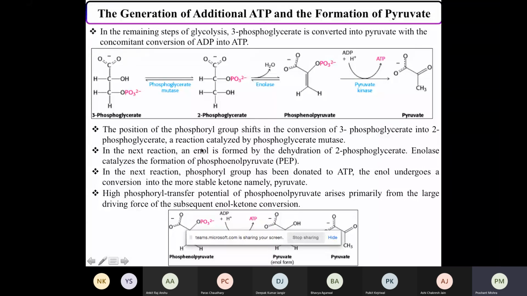Now, just to explain it better, I have already given you all the details of how these are happening. The only important point which I would like to emphasize is the enol group that undergoes conversion into a more stable ketone form. This is a very unstable form, and from here a more stable form is being formed, and this is probably the one which leads to the high phosphoryl transfer potential. That means there is a large driving force for enol-ketone conversion. So you can see the reaction where ATP is formed and the conversion of the enol group to the ketone group happens.